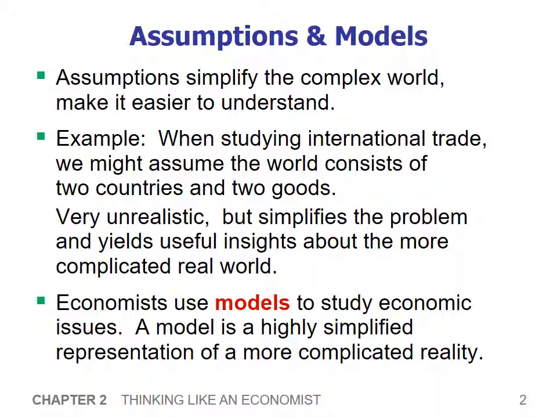For instance, when economists study about international trade, a simplifying assumption they often make is that the world consists of two countries and they produce two goods. Now, this assumption is very unrealistic, but as we'll see, this does help us derive certain key results, and these insights or results can be very useful in broader generalizations when we study the world consisting of several countries producing thousands of goods.